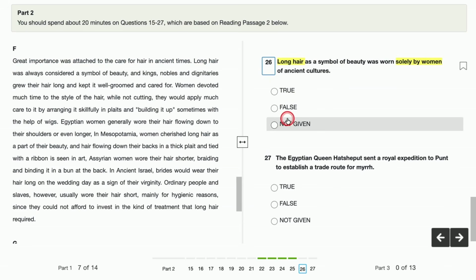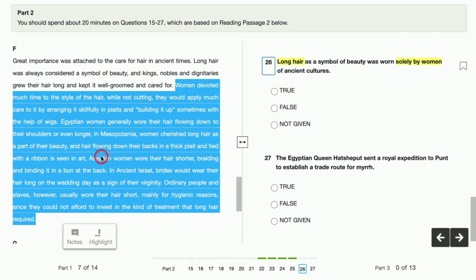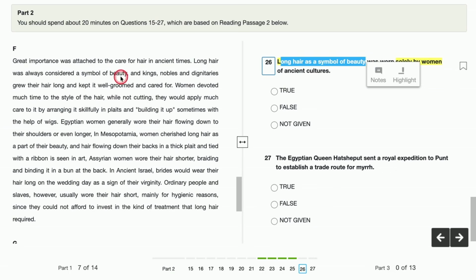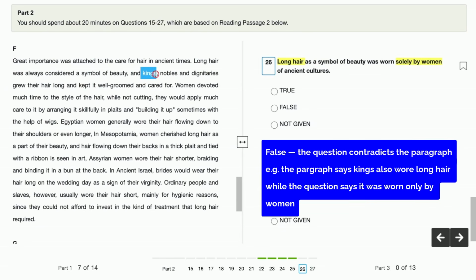So which one should we choose? The whole paragraph is about women wearing long hair, right? But don't choose true. Yes, women wore long hair, but women were not the only ones who wore long hair. Here it says, long hair was always considered a symbol of beauty. This is the same as this part of the question, right? And the kings, nobles grew their hair long and kept it well groomed and cared for. So kings also wore long hair. And the kings were men, right? That means men wore long hair as well. Women were not the only ones who wore long hair. Men wore long hair as well. So the answer is false.